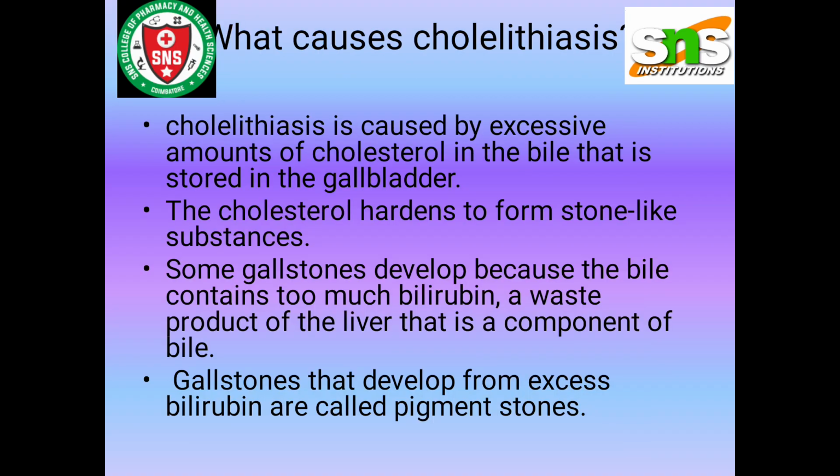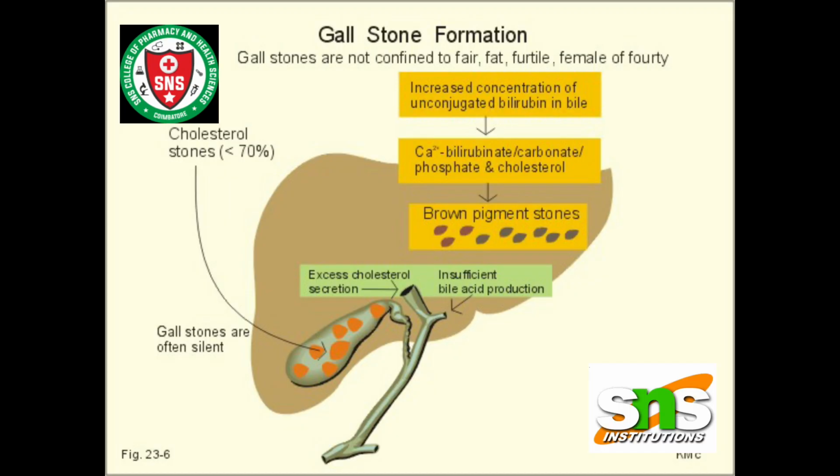And what causes it? Cholelithiasis is caused by excessive amounts of cholesterol in the bile that is stored in the gallbladder. Cholesterol hardens to form a stone-like substance. Gallstones also develop because the bile contains too much bilirubin, a waste product of the liver that is a component of the bile.